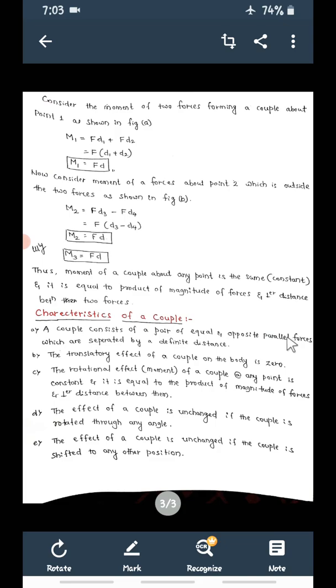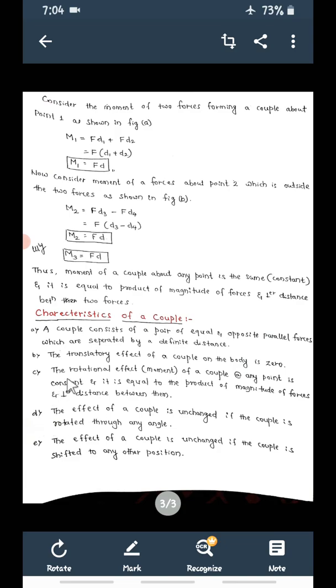So two forces must be required. Those two forces must be parallel, the magnitude should be the same and in opposite directions, and they must be separated by a definite distance. That is the first characteristic. Second, we have seen that the translatory effect of a couple on the body is zero. Whenever there is a couple, there is no translatory motion, no horizontal or vertical movement, only rotation. So the translatory effect will be zero.